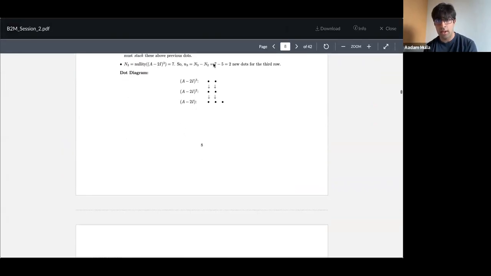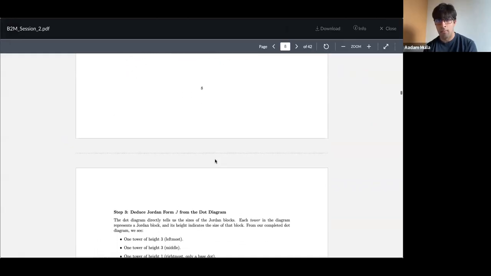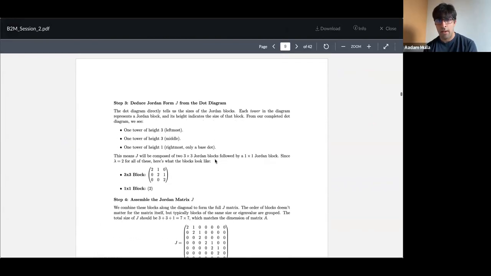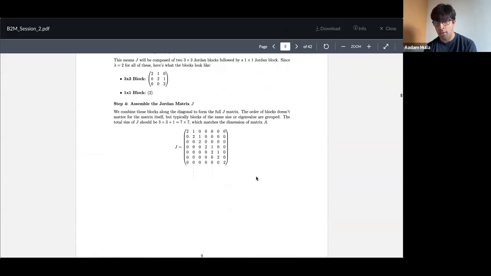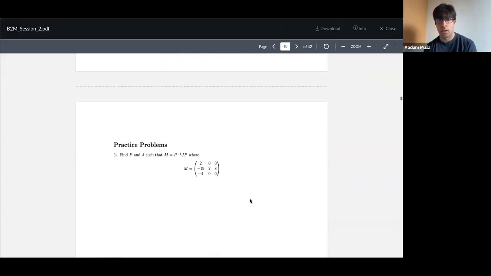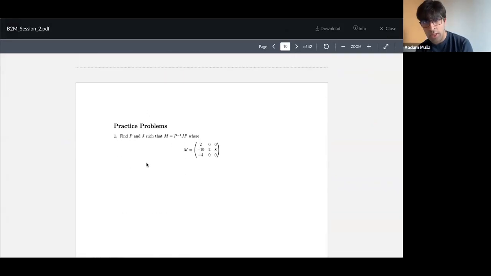This is an example of going that, right? Same dot diagram. 3 by 3, 3 by 3, and a 1 by 1. And then you assemble it. Nice. Okay. Here's some practice problems.